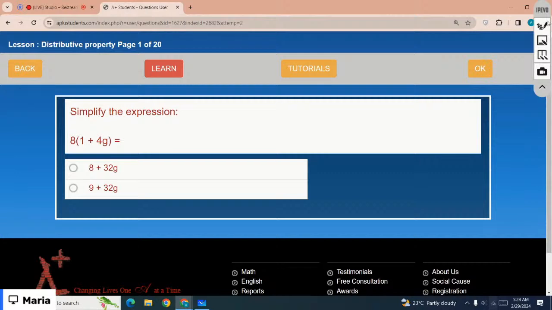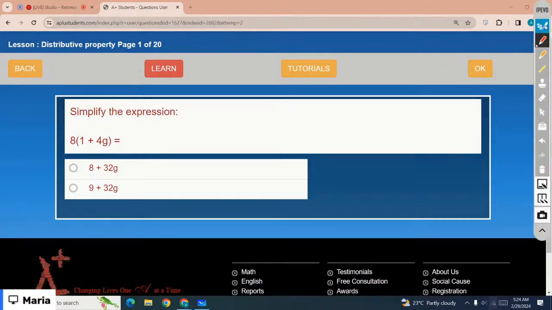Simplify the expression 8 times 1 plus 4g, right? So you have to apply the distributive property. You have to do 8 times 1 and 8 times 4g. So 8 times 1 is 8 and 8 times 4 is 32. So that is 8 plus 32g. Option number 1 is the correct option, right? Got it. The correct option is option number 1, that is 8 plus 32g.